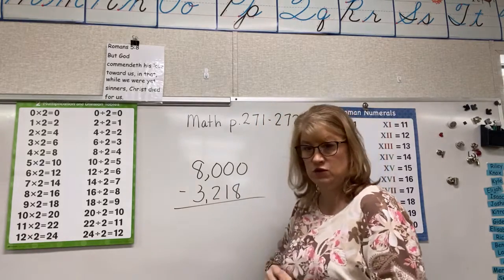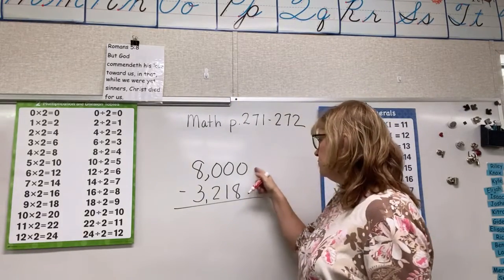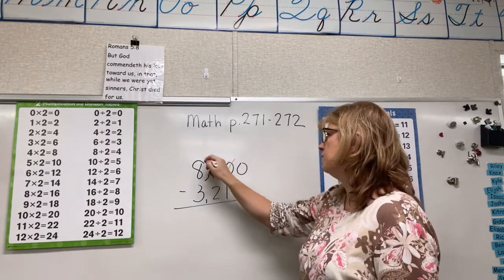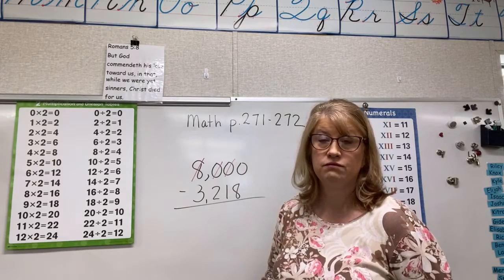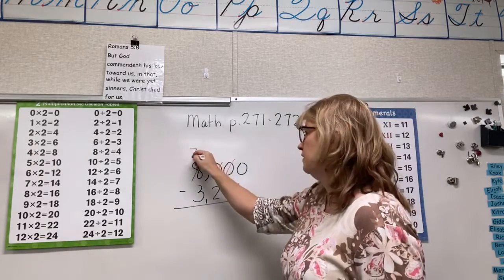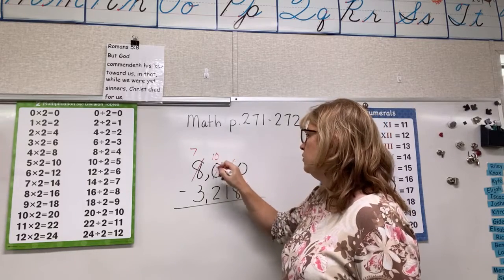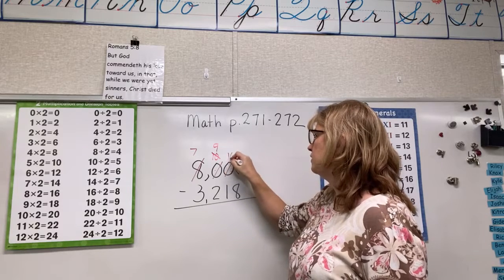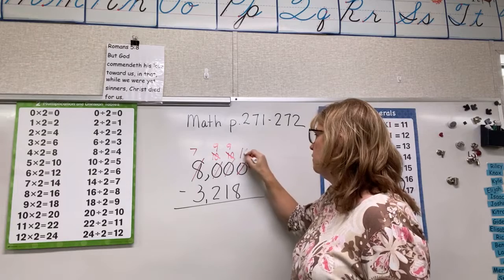Let me switch colors so you can see better. You cannot take 8 from 0. Mark it. You can't borrow from that 0. You can't borrow from that 0, but you can borrow from 8. And what do you make that 8? You make it a 7. I hope you answered correctly. You make the 0 a 10. You're going to borrow from the 10 now, make it a 9. You're going to make this 0 a 10. You're going to borrow from that 10, make it a 9, and make this 0 a 10.